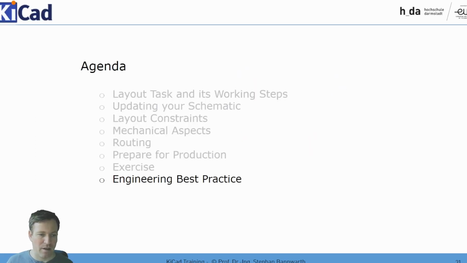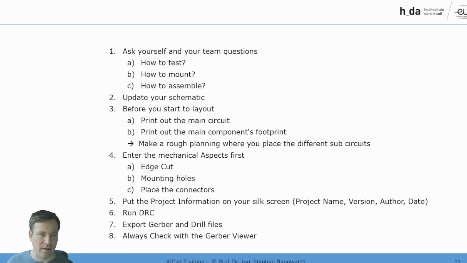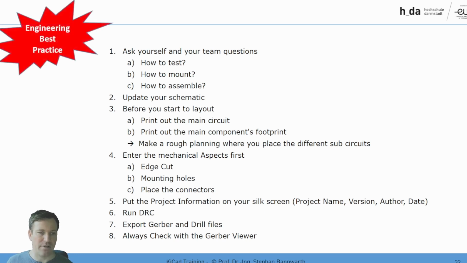Yeah, engineering best practice. Ask yourself and your team the questions: how to test, how to mount, how to assemble. This is essential in the step before you go to the PCB layouting. Update your schematic in the way that you take into account these points. Before you start to layout, print out the main circuit, print out the main component footprints, make a rough planning where you place the different sub-circuits. That's what I showed you.